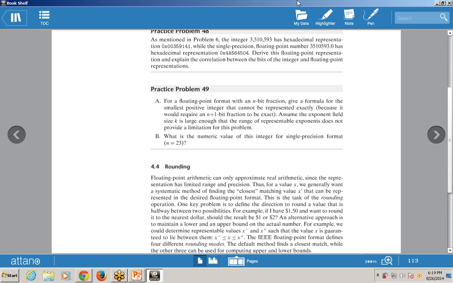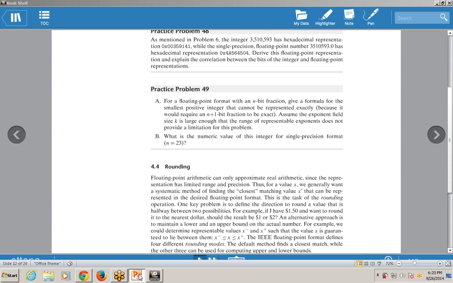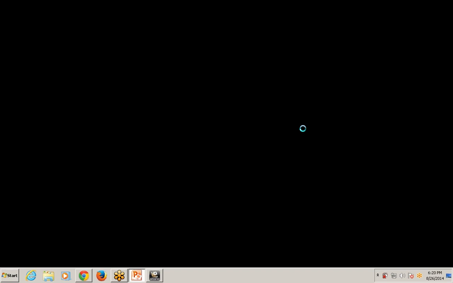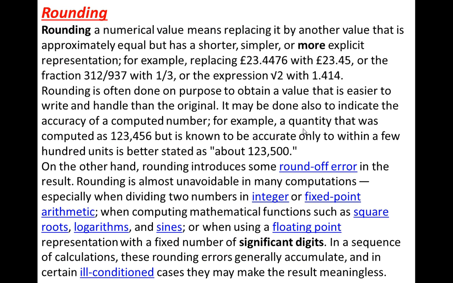Now, the next topic is rounding. So 4.3 is nothing but examples of the above numbers. The next topic is rounding, and this is one of the important topics, how we can round the numbers. Rounding a numerical value means replacing it by another value that is approximately equal but has a shorter, simpler or more explicit representation.